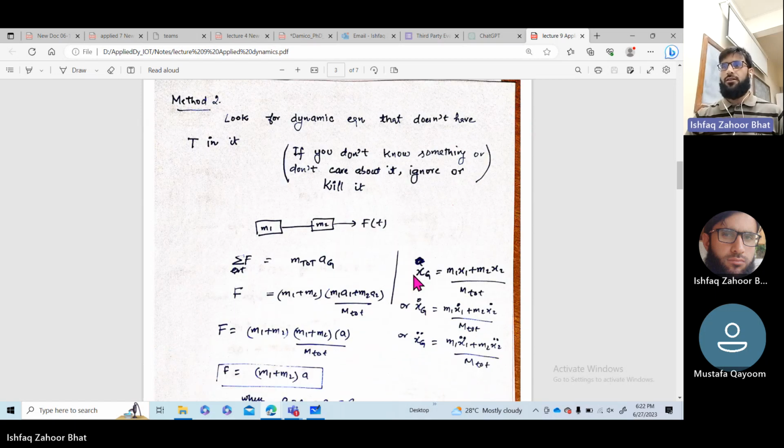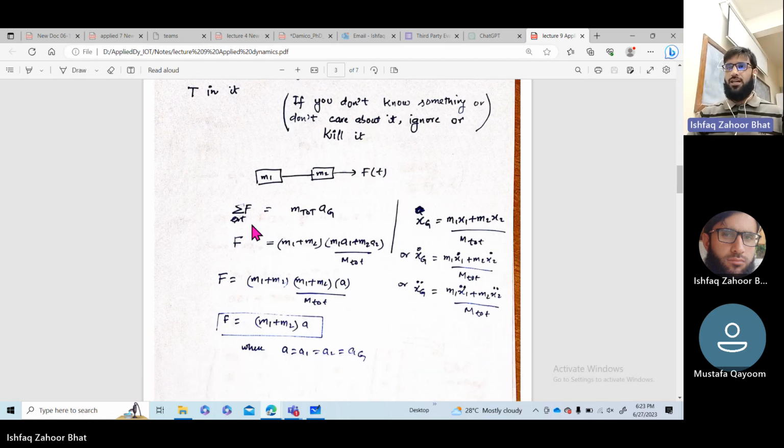Let us look at another method for solving the same problem. The problem here is that we don't know one force in the system, which is the tension. If you don't know something and you don't care about it, just ignore it or kill it. This is a rule of thumb. So we don't know the tension, and we don't want it to come into our equations.